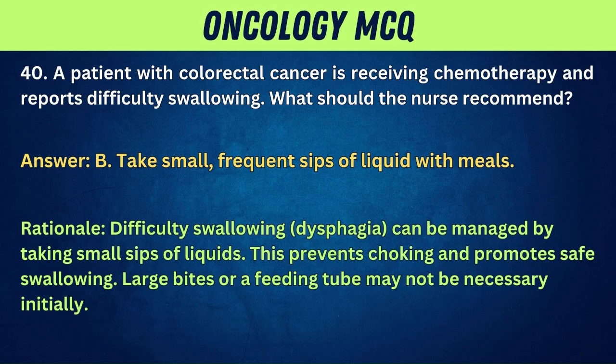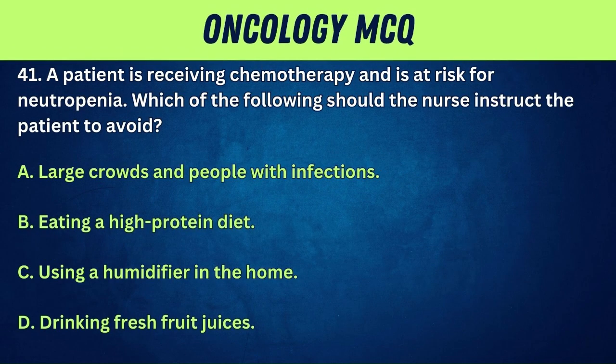Rationale: Difficulty swallowing, dysphagia, can be managed by taking small sips of liquids. This prevents choking and promotes safe swallowing. Large bites or a feeding tube may not be necessary initially. 41. A patient is receiving chemotherapy and is at risk for neutropenia. Which of the following should the nurse instruct the patient to avoid?